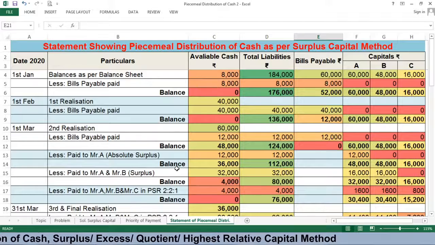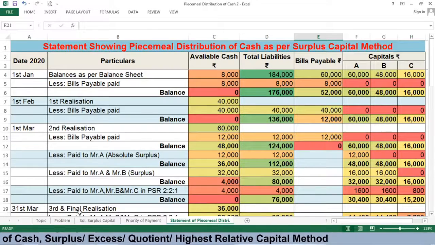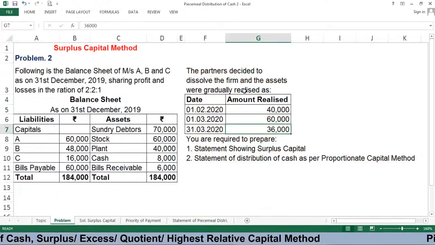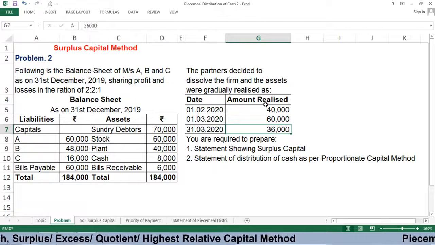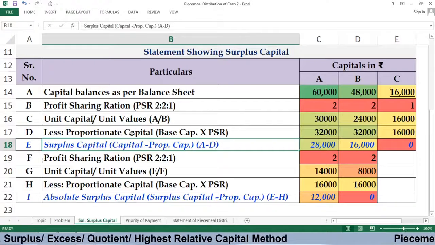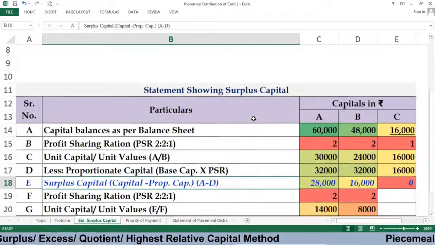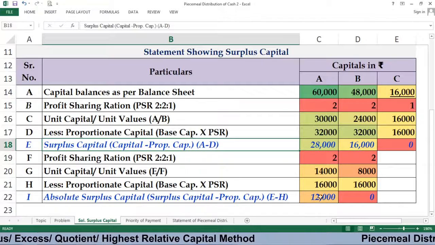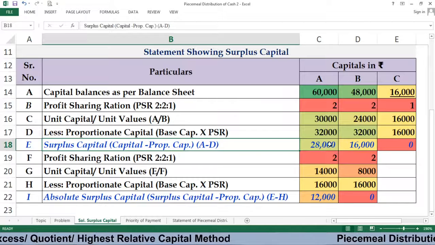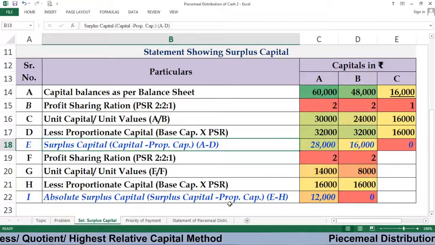In short, I will recap the whole example. First of all, we saw the balance sheet of partners and their liabilities and assets with the realization amount. Then we prepared a statement of personal surplus capital, that is the surplus of Mr. A, B and C. We found the absolute surplus of Mr. A, that is 12,000, and the surplus of Mr. A and B is 28,000 and 16,000.